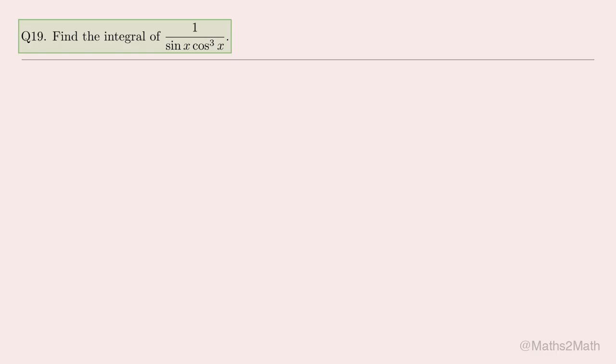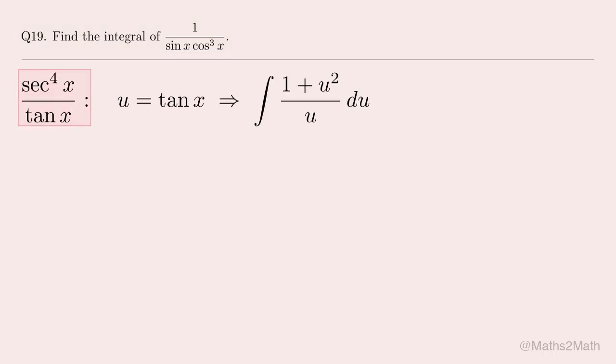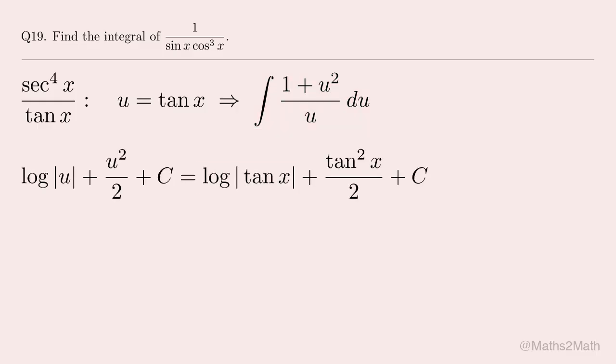Question 19. Multiply through to expose secants over tangent. Then substitute tangent, dividing by cosine to the fourth inside. The integrand is secant to the fourth over tangent. With u as tangent, secant squared dx is du, and secant squared is 1 plus u squared. Split and integrate, log plus half square.